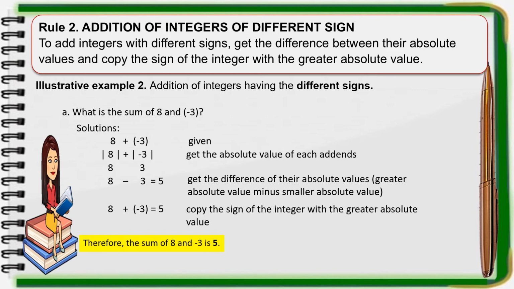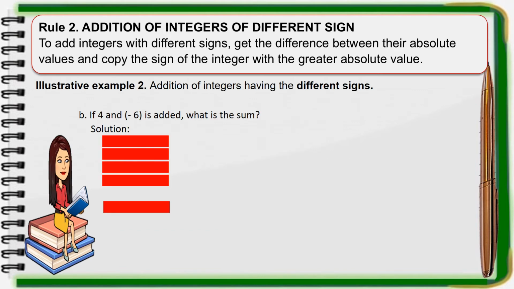Okay, let us have our second example. If 4 and negative 6 is added, what is the sum? Okay, so we have here positive 4 and negative 6. So magkaiba ang kanilang sign. So ganun pa rin ang gagawin. Applying rule number 2. Okay, so let us have the given.